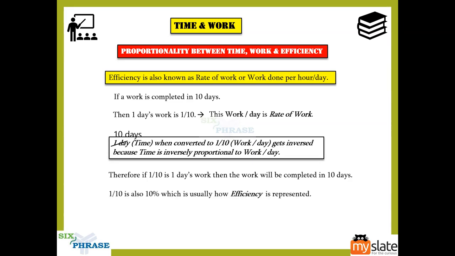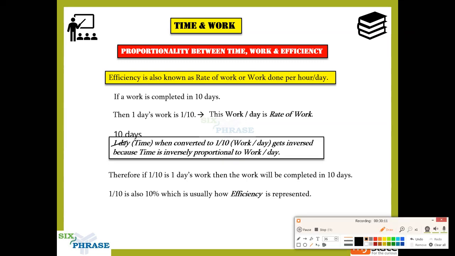And 1 by 10, you know, guys, is rate of work. Now you also know 1 by 10 is 10 percentage. Yes, 1 by 10 is 10 percentage, guys. Usually when they try to express efficiency, they express it this way, using percentage terms. They won't say the efficiency is 1 by 10, they'll say the efficiency is 10 percentage.